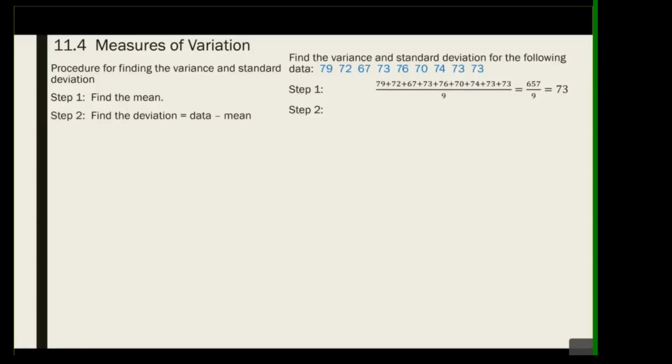But now step 2 is we need to find the deviation. What we need to do is take the data, and it is always the data minus the mean, like I mentioned earlier. My data is 79, minus my mean, which is 79 minus 73. Everybody see that I have 79, which is my data, minus my mean, which gives me 6.